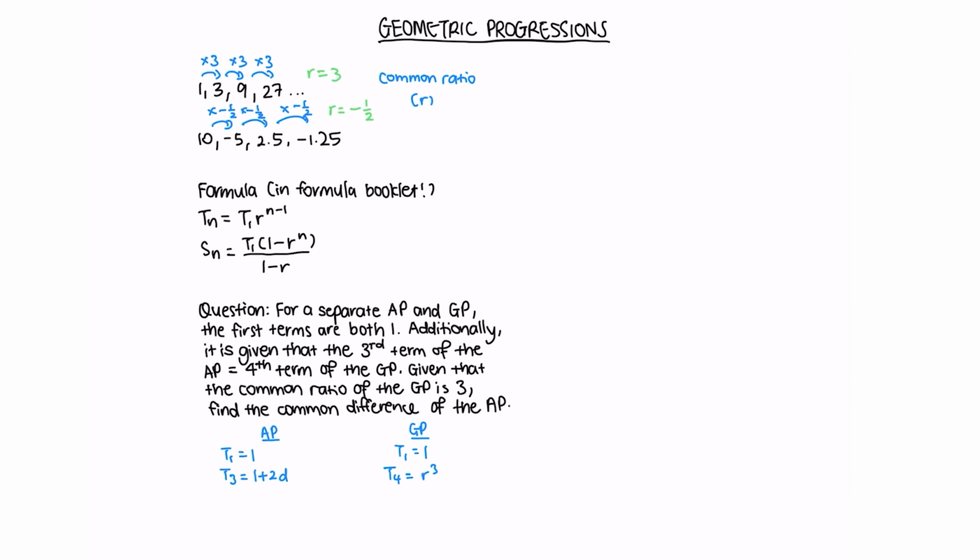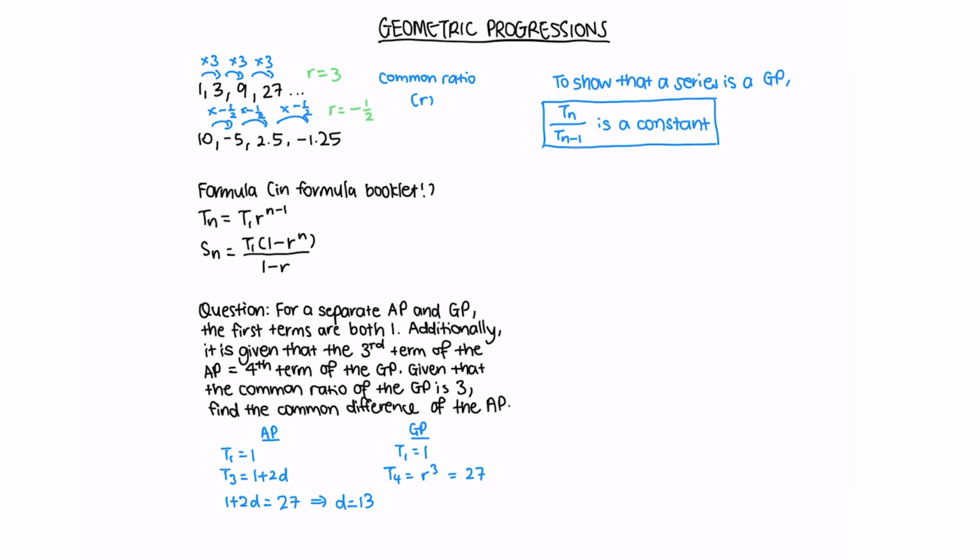And we know that the common ratio of the GP is 3. So this is just 27. I'm just directly applying this formula, by the way, and for this one, I'm applying the AP formula for Tn. Since we know that these two are equivalent, we can say that 1 plus 2D will be equal to 27, which means that D equals 13 after some algebraic manipulation.